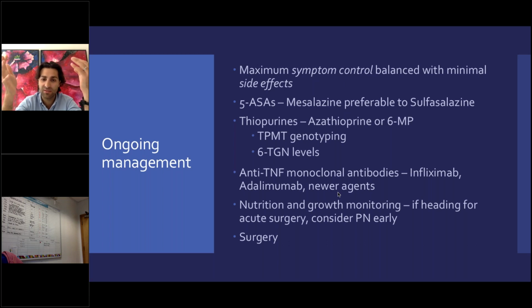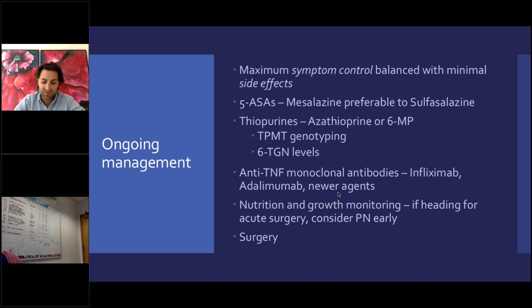5-ASAs like mesalazine are one of the main treatments, and mesalazine is preferable to sulfasalazine because sulfasalazine has side effects. The only downside is mesalazine isn't available in liquid form, so it can't be given to young children. Thiopurines are another mainstay of treatment, such as azathioprine or 6-mercaptopurine, but they have a lot of side effects.